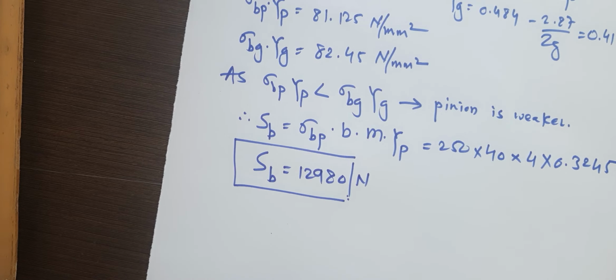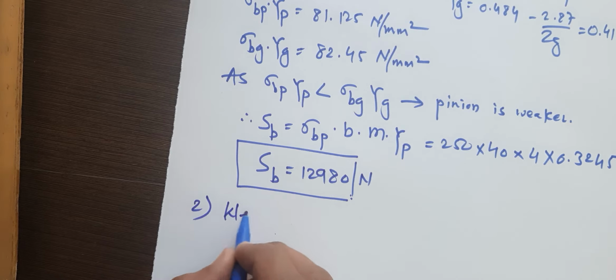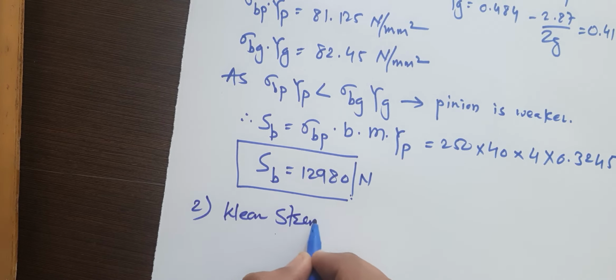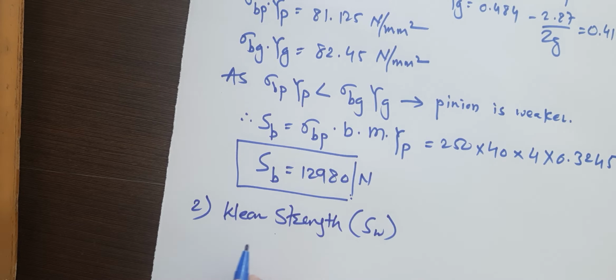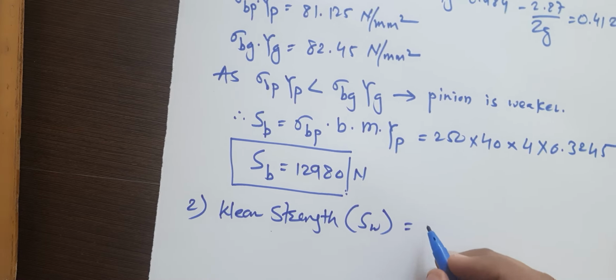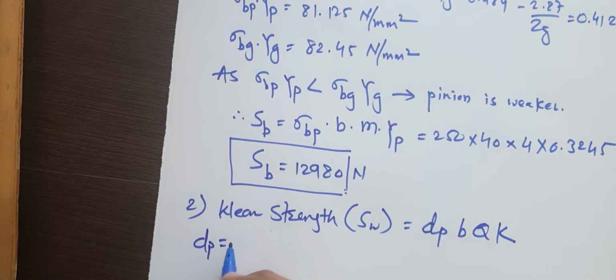Now next is SW, the second one, the wear strength. Wear strength is given by SW is equal to dP b Q K. So here dP we need to find. dP is nothing but M into ZP. M is 4, ZP is 18. If you multiply it, you will get 72 mm.